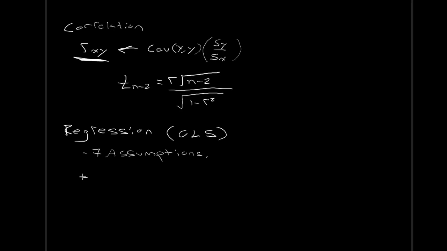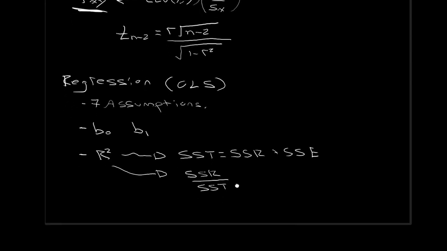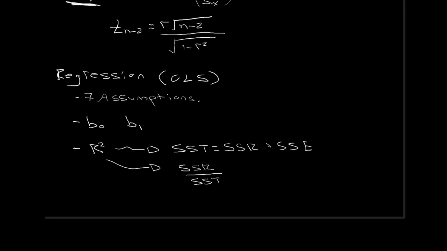But in that assumption, we then went and figured out how we could calculate B0 and B1. From calculating B0 and B1, we introduced this idea of goodness of fit, R squared. R squared included the following terms: our sum of squares total, which was equal to our sum of squared regressors plus our sum of squared errors, such that R squared was the ratio between our explained errors over our total errors. That is the variation of y that's explained over the variation of y total.